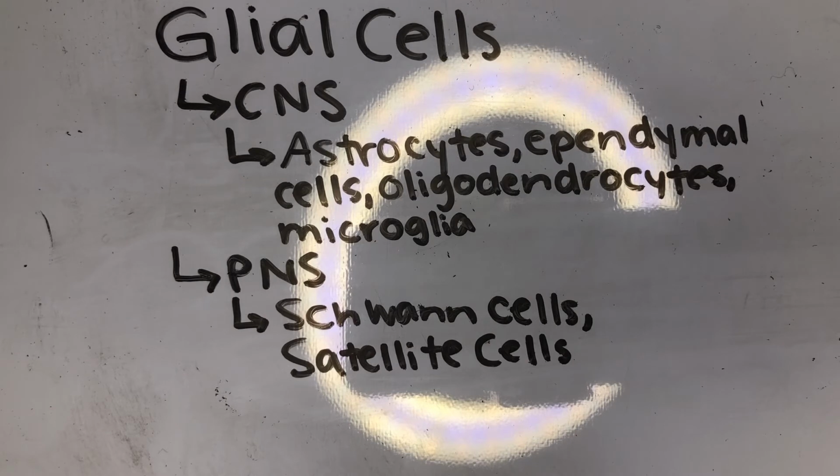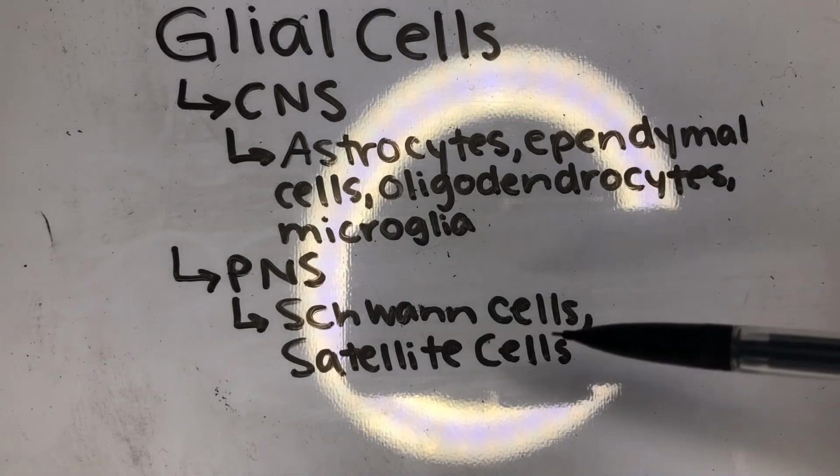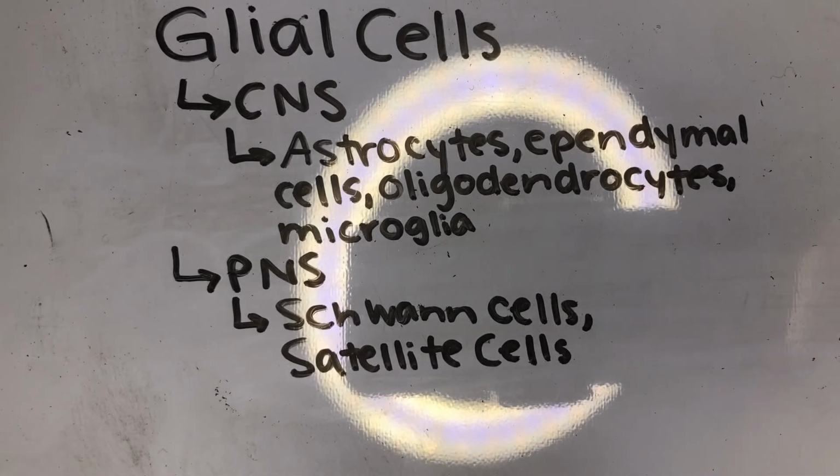So next is going to be ependymal cells, and these are going to perform phagocytosis as well as structural support. These are going to line the cavities of the CNS, and they're also going to produce and regulate the cerebrospinal fluid, which is very important.